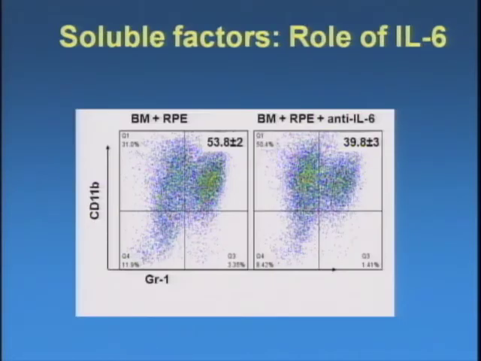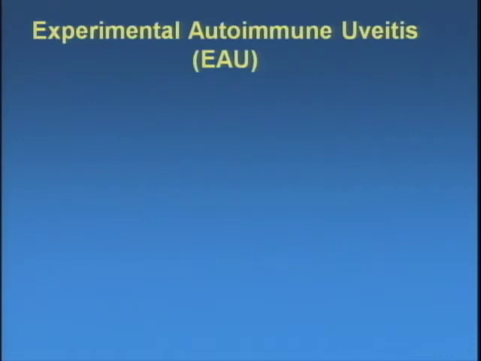To test whether IL-6 has anything to do with the RPE-induced MDSC differentiation, he blocked IL-6 using a neutralization antibody and showed that blocking IL-6 could reduce the MDSC generated, suggesting that IL-6 is one of the soluble factors involved in the RPE-induced MDSC differentiation.